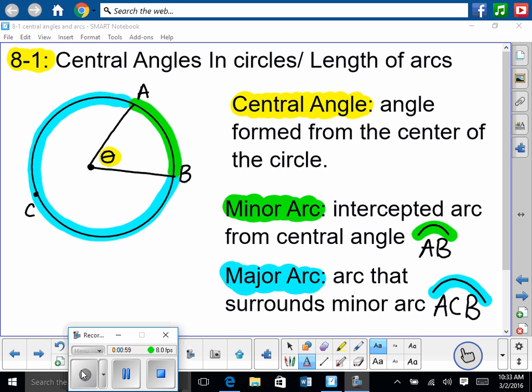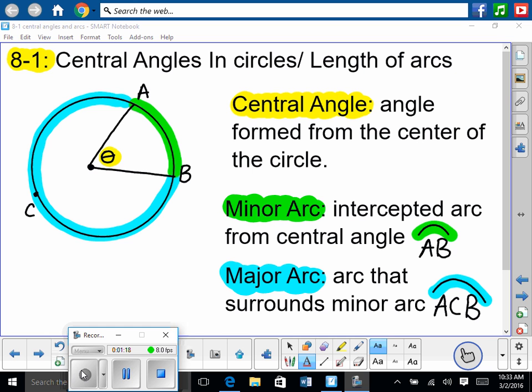Now a major arc is the arc that's bigger, and it eats the minor arc. I like to say it eats because it surrounds the minor arc. So the major arc surrounds the minor arc. It's the blue arc in this problem. Does everybody see that?